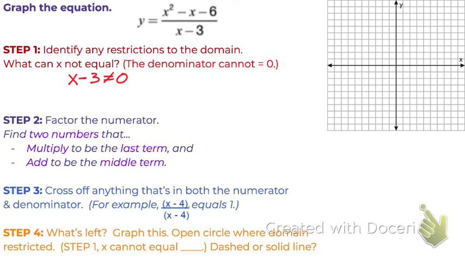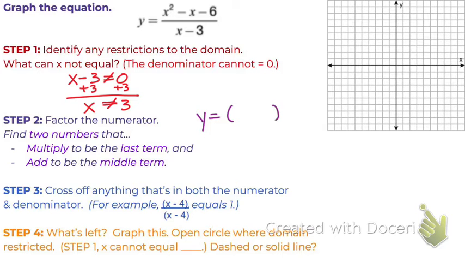So I'm just going to solve that by adding 3 to both sides, and I can see then that x cannot equal 3. That is my restriction. Now I'm going to rewrite my equation and I'm going to factor my numerator.